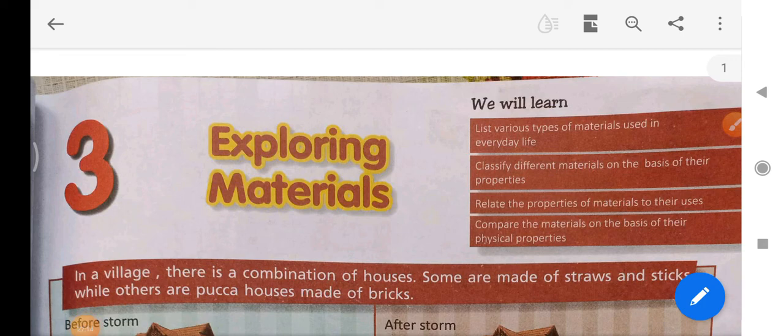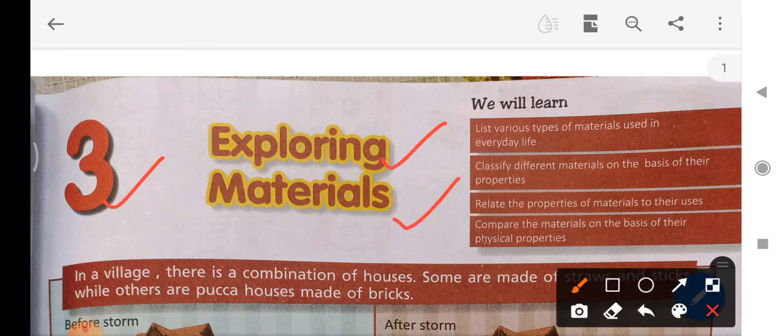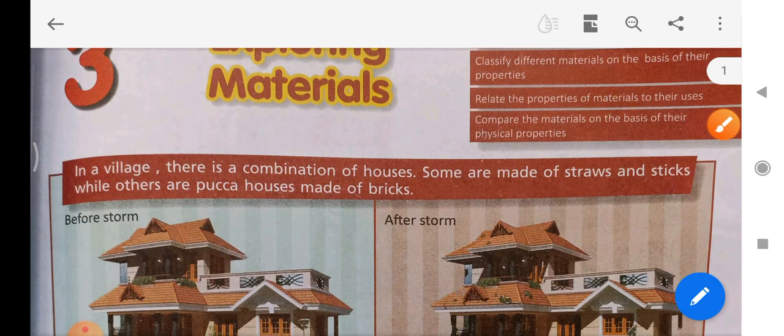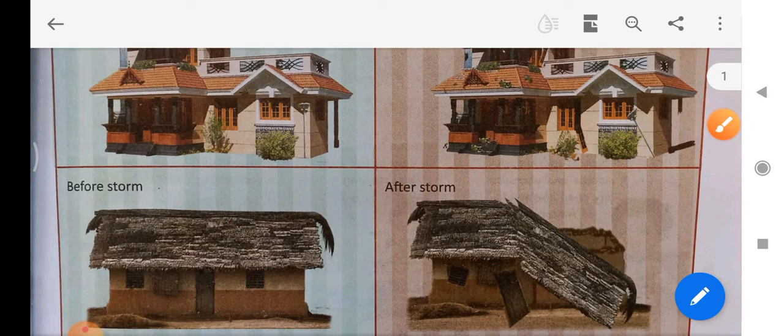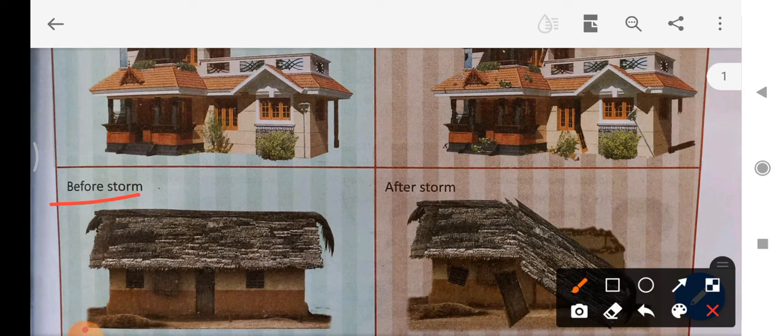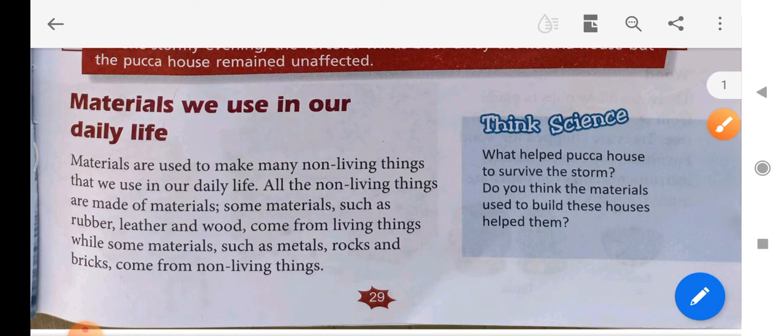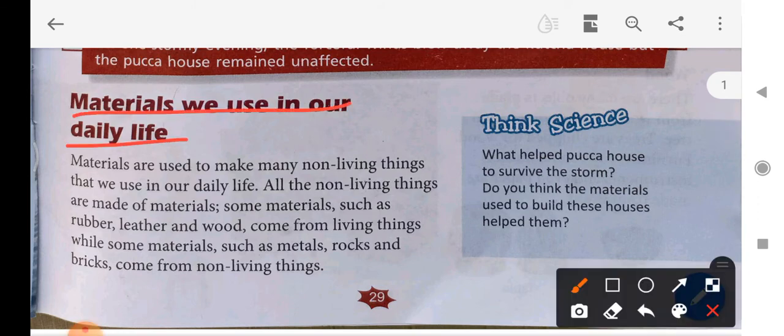Take your book, see chapter number 3, Exploring Materials. This is your book content. They have given the Pakka house before storm and after storm, and the Kacha house before storm and after storm. The materials we use in daily life are made from non-living things, and some materials are obtained from living things. Rubber, leather and wood are obtained from living things. Bricks, metals and rocks are obtained from non-living things.